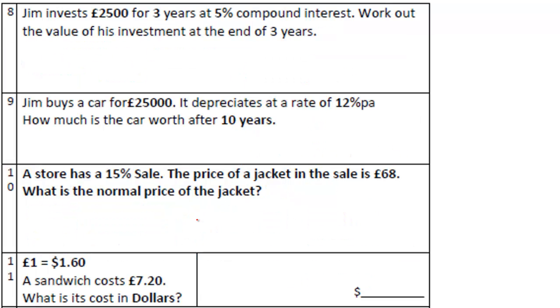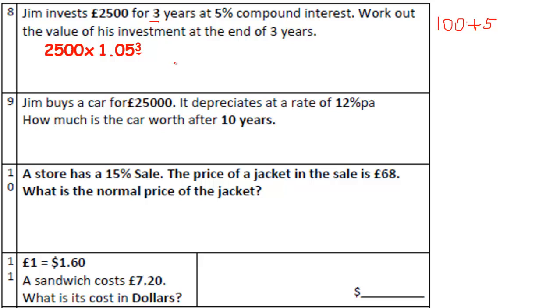Question 8. Jim invests £2,500 for 3 years at a compound interest of 5%. So remember when we did this, right? We said when you're working in compound interest, you have your 100%, which is your original amount, and then you're going to add on 5% to that, so that's 105%. And so my multiplier is going to be 1.05. 1.05 is going to be to the power of 3 because it's 3 years.